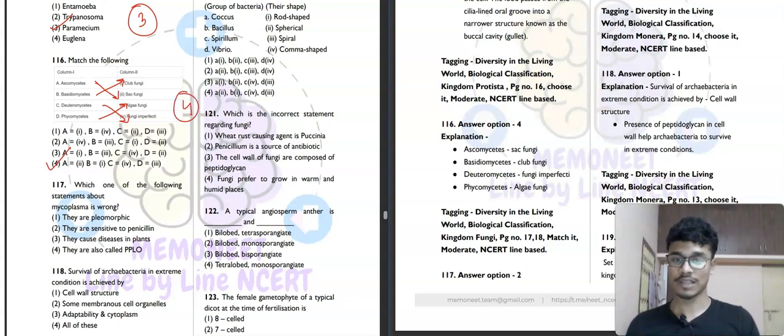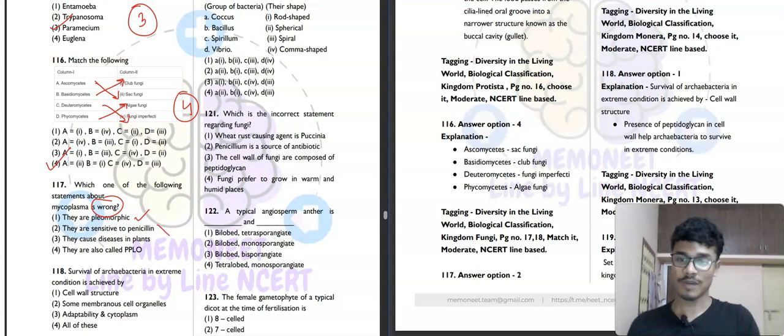Now we will move to the next question, that is question number 117. Which of the following statements about mycoplasma is wrong? Okay, so you need to find which of the following statements about mycoplasma is wrong. Sorry. So it is saying that mycoplasma are pleomorphic, correct. They are sensitive to penicillin. Do you think that this is correct?